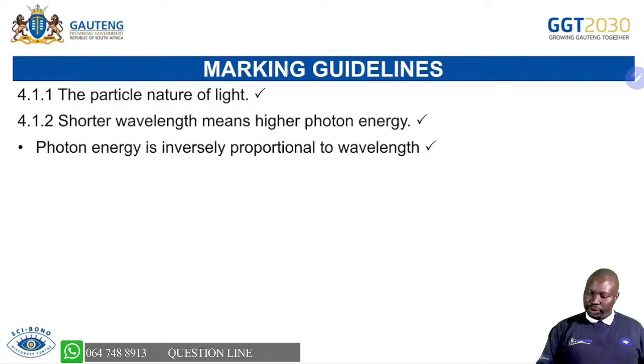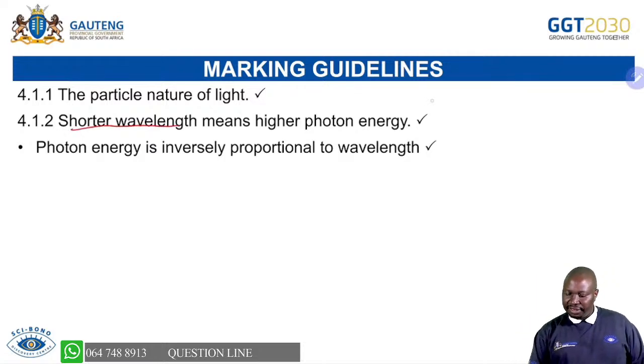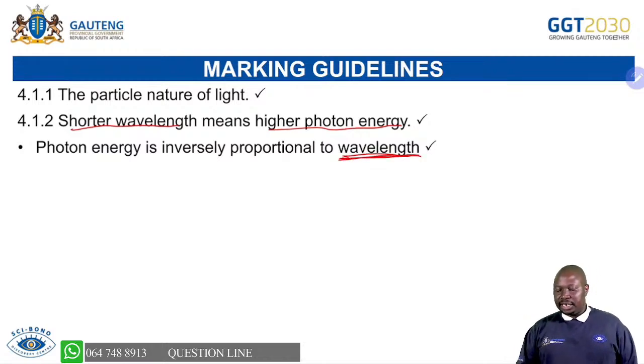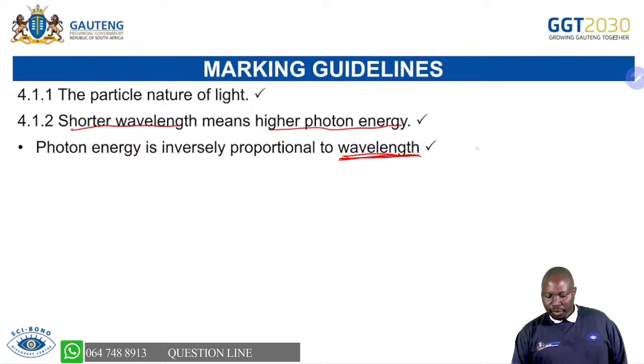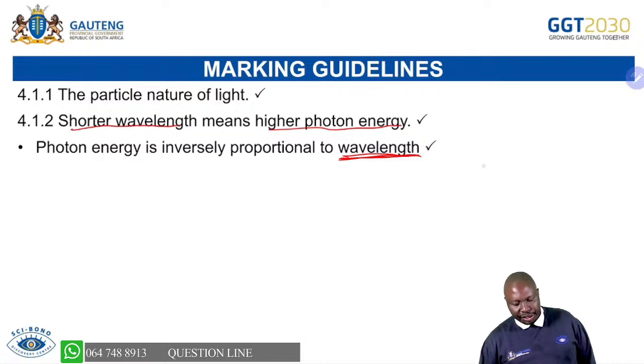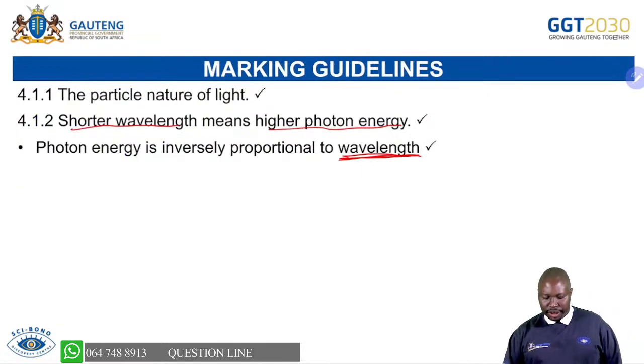I have answered that one to say the particular nature of light, and we said when they have shorter wavelength, it means we have higher photon energy, and photon energy is inversely proportional to wavelength. So I explained that to say when you have a shorter wavelength, you have a higher energy because of the relationship there. And then I'm able now to take you to the calculations.